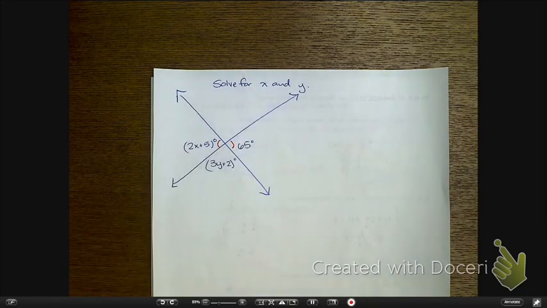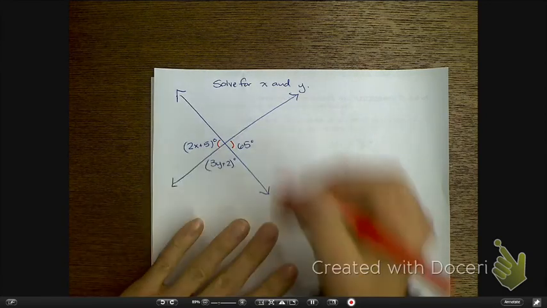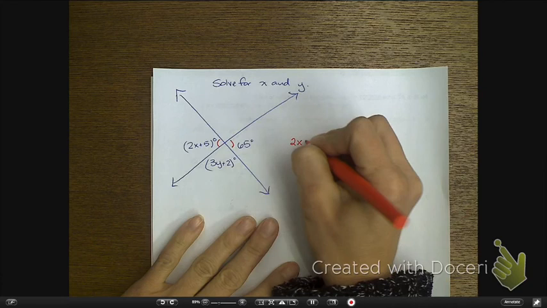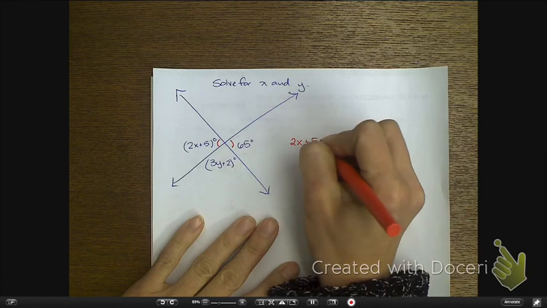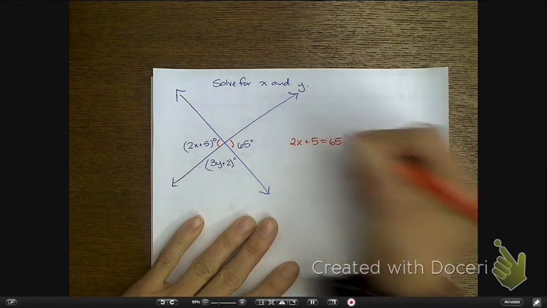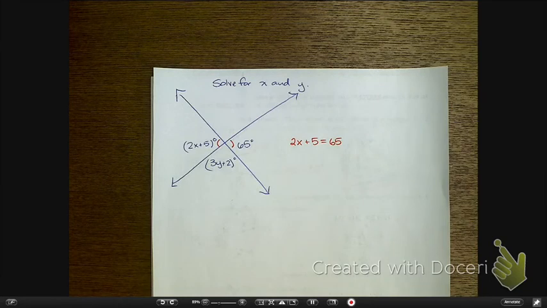Remember, that's what the vertical angle theorem says? So what can I do with things that are congruent? Make them equal to each other, okay? So that's my equation I'm going to set up and solve.